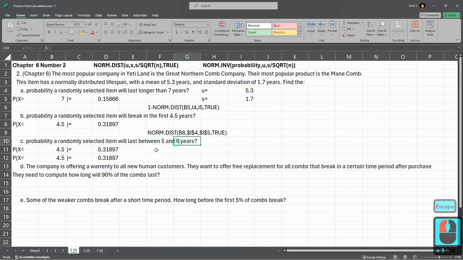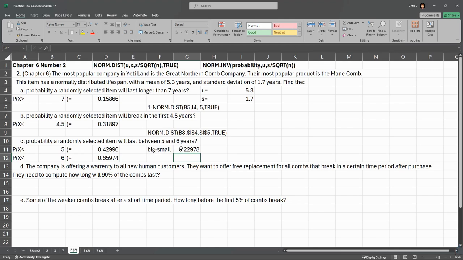And now I want to go between 5 and 6. So first value is 5, second value is 6. You see these get updated right away. And what we have to do here, they're both less than, so one's less than 5, one's less than 6. And so what we need to do is subtract these two to get the amount in between, or the difference. And you're always going to do big minus small. And you're just going to click on the big minus the small.